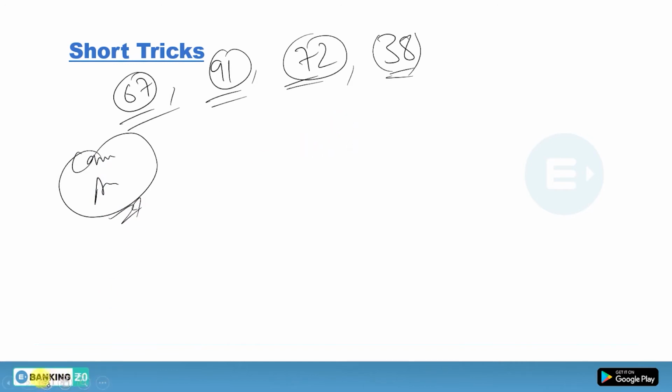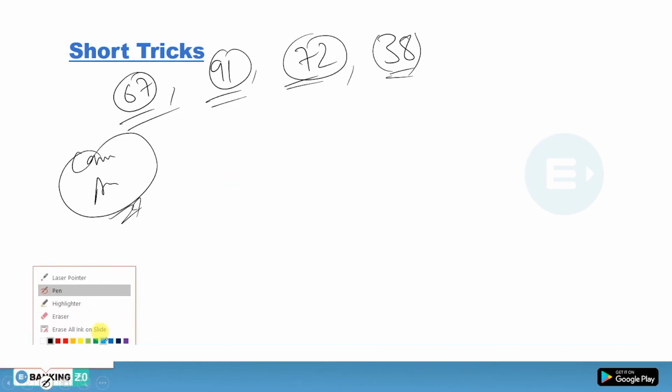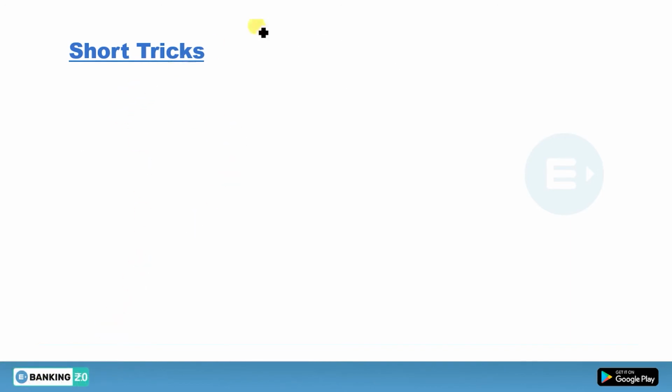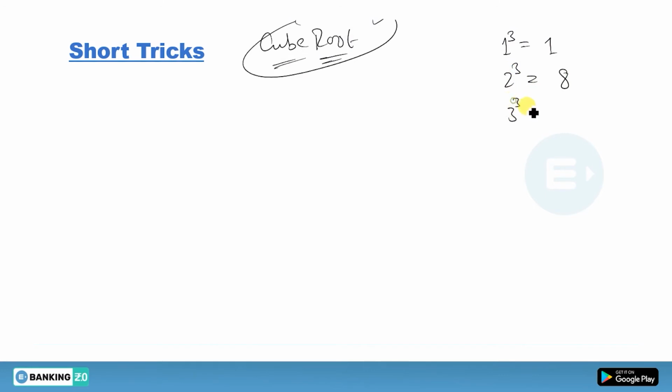What is next? So this one was the concept of cube. Now we'll find cube root. How can you find cube root? See here, 1 cube is 1. 2 cube is 8. Now 3 cube is 27. 4 cube is 64. Now 5 cube is, you will say, sir, 125.